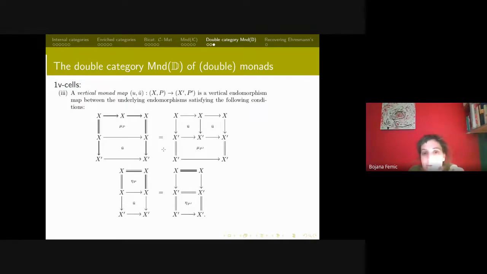This should be equal to these squares horizontally composed, and at the bottom put this mu, the multiplication for the second monad. And for the identity, similarly, first the unity, then this non-trivial square. This should be equal to just applying the identity on U, the vertical one-cell U, and then this eta.